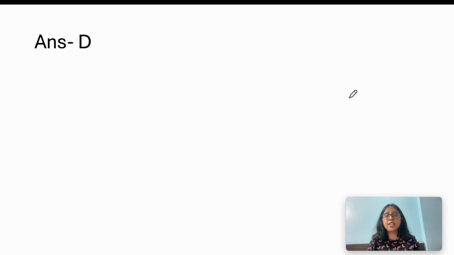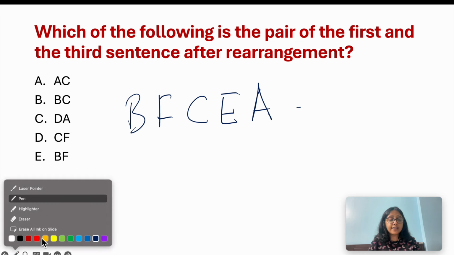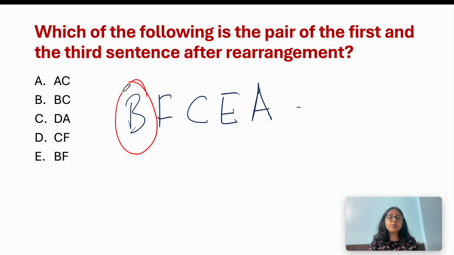So B, F, C, E, A is the complete arrangement. Now the question is, identify the pair of the first and the third sentence. So the first sentence is B and the third sentence is C. So your answer is BC, which is option B.